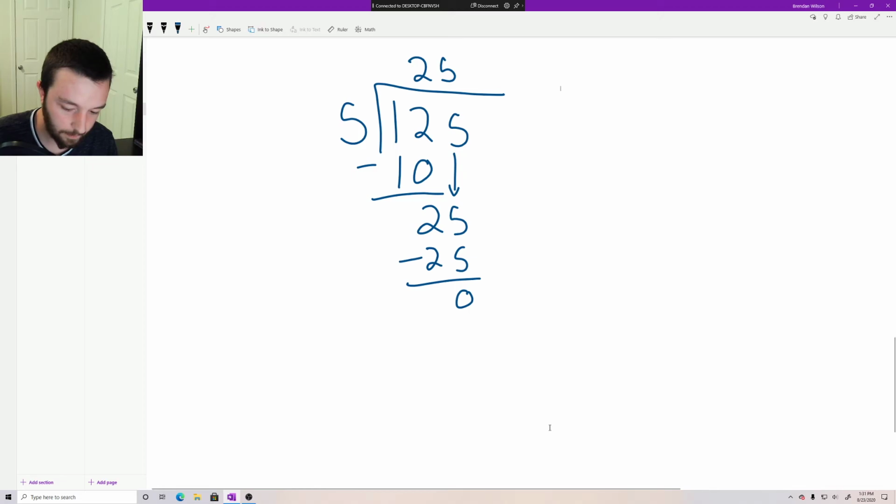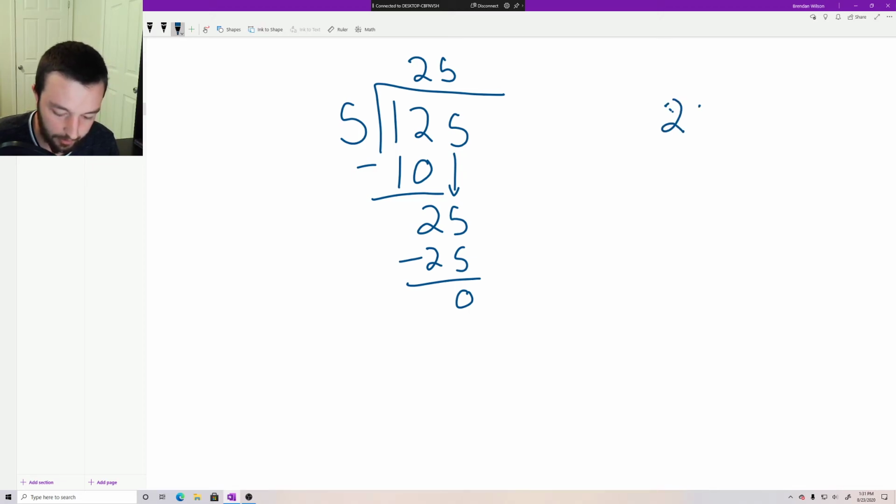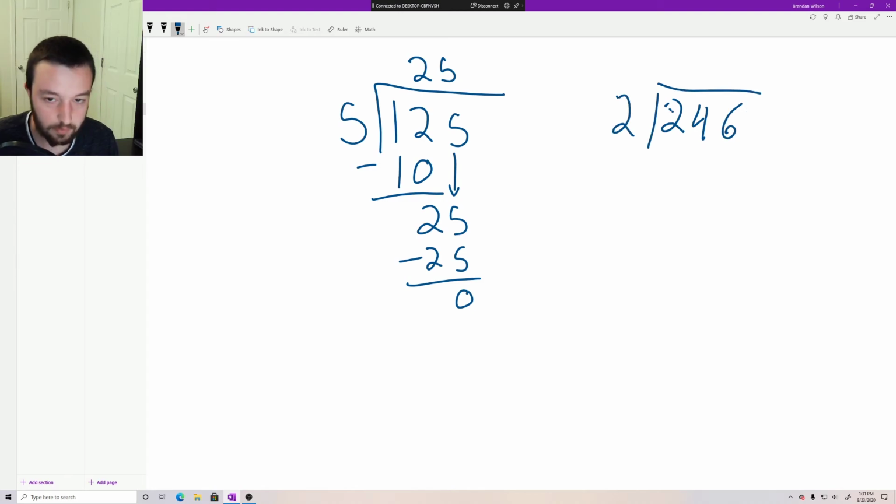So let's say we have 246 divided by 2. Okay. So we say 2 goes into 2 how many times? Well, just 1 time, right? Because it's the same number. 2 times 1 is 2. Now 1 times 2 is 2. So we subtract that off and we get 0.